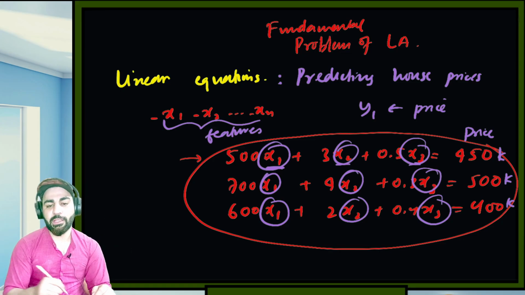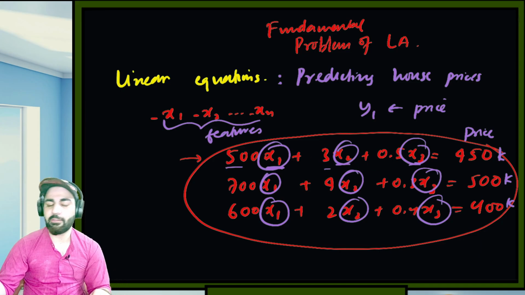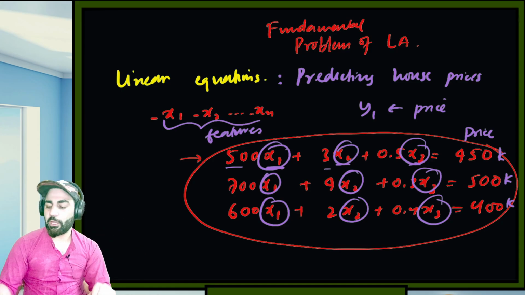Okay, and now you can see that 500, 3, 0.5. These are the feature values. Let's say this and this other feature values for house 1, and this is the feature value for house 2. And now what you can do is solve this equation to come up with values. Let's suppose this x1, x2, x3, and you can solve these equations.